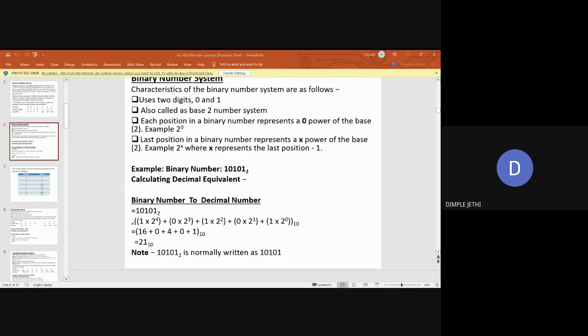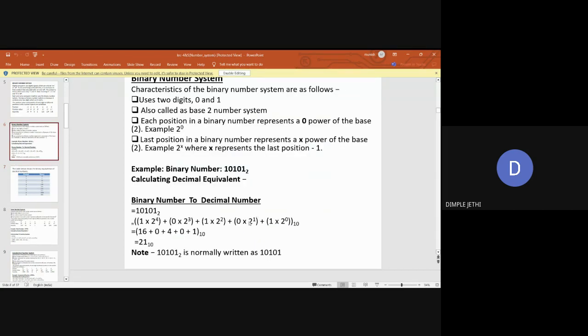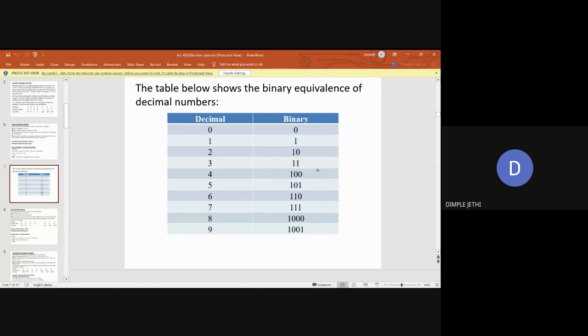So this is how you write 1 on the rightmost position. Then for 2, which number should be 1? 2 raised to power 1. When you get 2, 2 raised to power 1 should be multiplied by 1. So 1 into 2 raised to power 1 will give you 2. So here the binary should be 1 and 0. Is it clear? 2 raised to power 1 position should be 1.